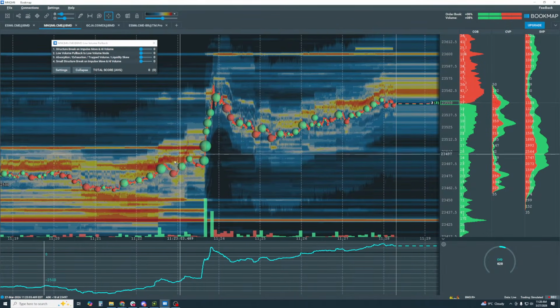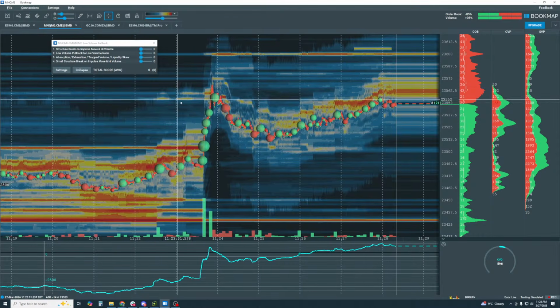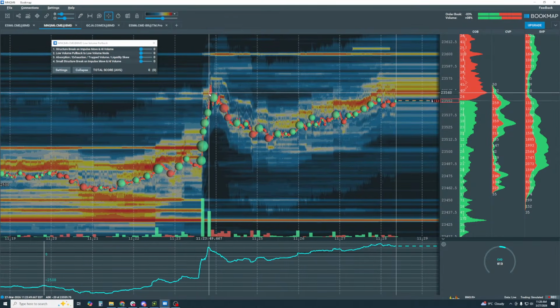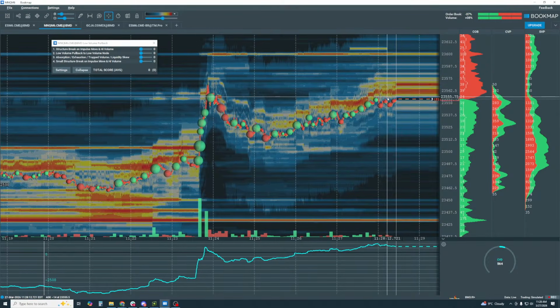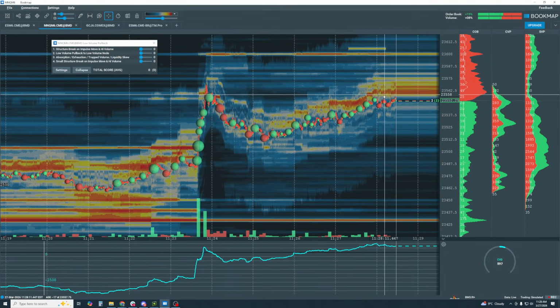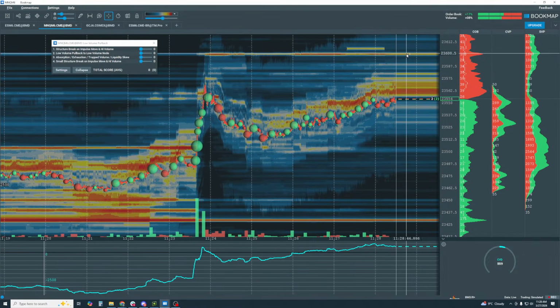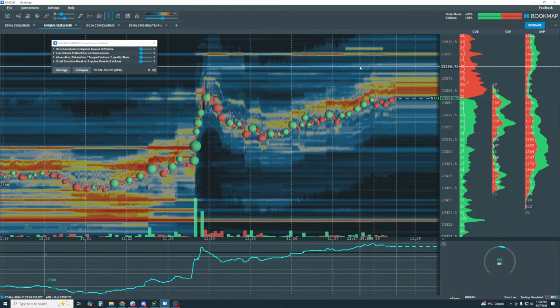So here's a good example. Here's the breakout up into high liquidity here. Take your profits. Here's the pullback in here. Are we really looking for this to break out again? I don't know about that. And trade up into 23,600 here. Well, let's take a look.